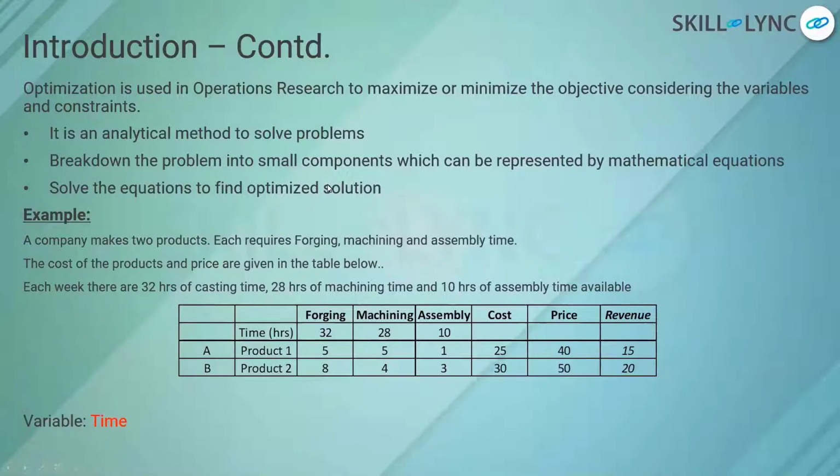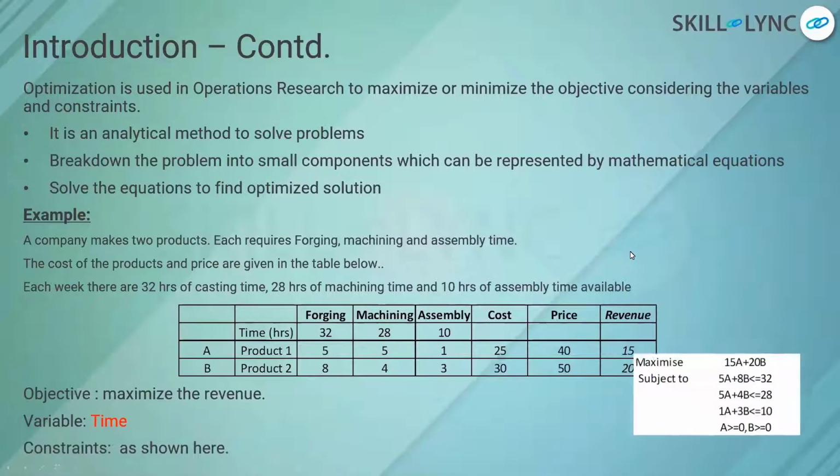So in this case, what is the variable? The variable is the time. How do you split the time in making the 2 products, product A and product B? And what is the objective here? The objective is to maximize the revenue. So if I were to make just one product, either A or B, obviously I may not be making the right choice there. But again, it depends on the problem, the equation, and solving it.